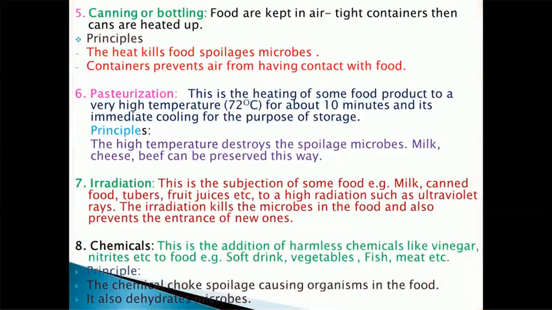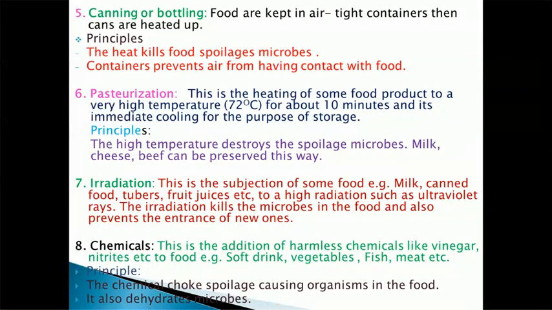So let's look at the canning method. Number five, canning or bottling. Food is kept in airtight containers such as cans and bottles, and then these are further heated in order to destroy any microorganisms around them. And the principle is that the heat kills the food spoilage microbes. Containers prevent air from having contact with the food, because most of these microorganisms live in the air. So when air touches food, over time they can cause it to spoil easily.